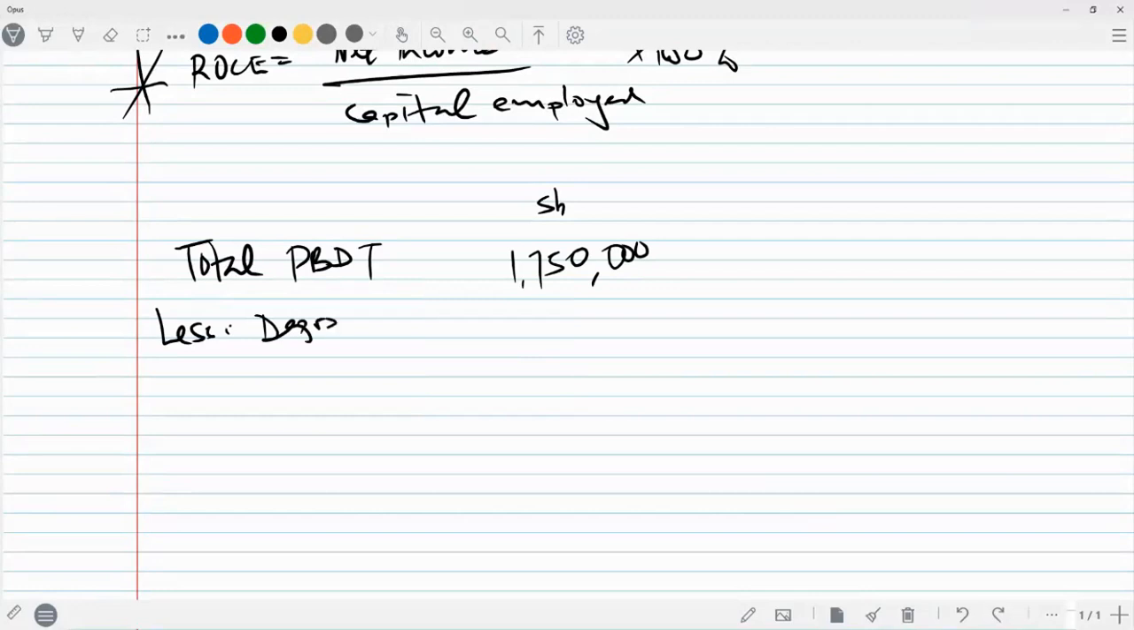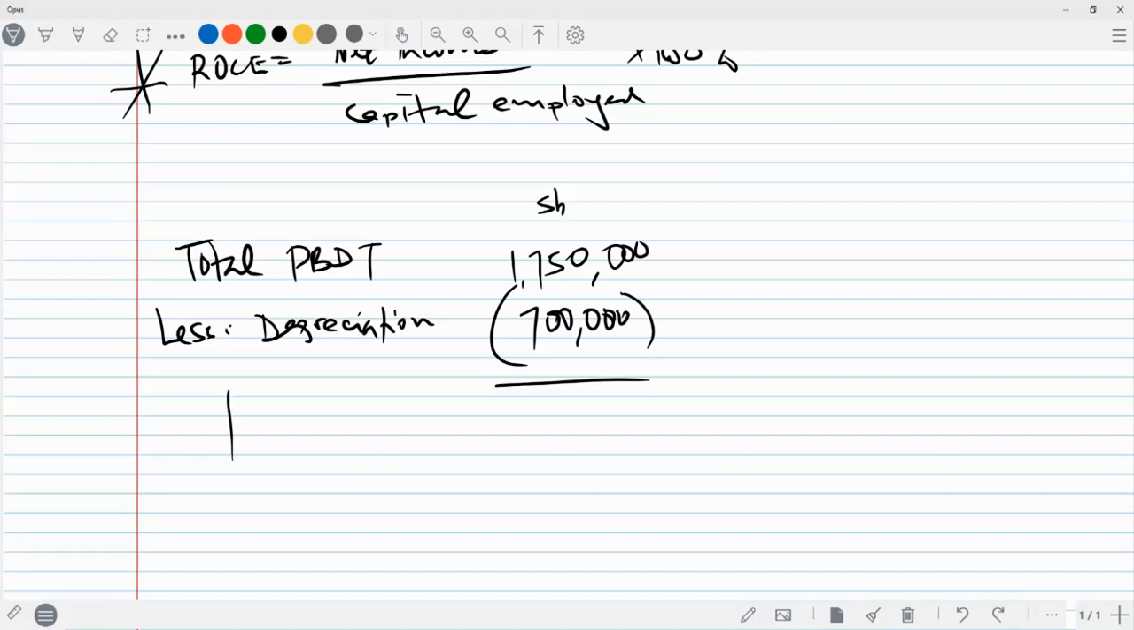What is the loss of value of the asset, which of course we call depreciation? At what price do you buy the asset? 800,000. At what price do you dispose of it? 100,000. Therefore, what's the loss of value of the asset? 700,000. So therefore, we get the depreciation to be equal to 700,000. Therefore, profit before tax is equal to 1,050,000.